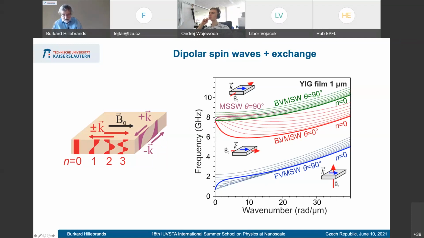You see that with increasing wave number, actually all the frequencies increase. That is just the increasing amount of exchange energy, because if you go to larger wave vectors, then of course the twisting between neighboring moments becomes increasingly strong, and correspondingly the energy contribution from the exchange interaction.